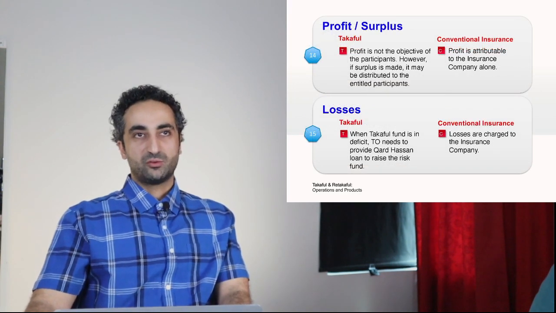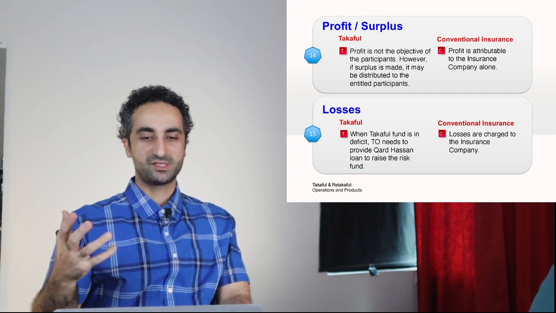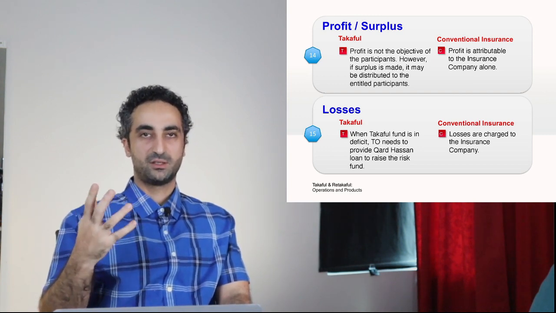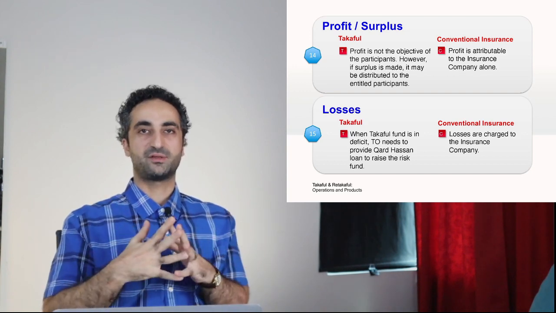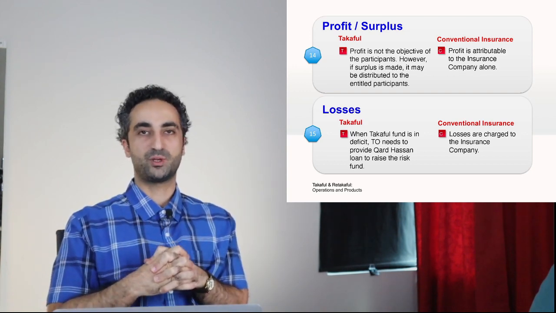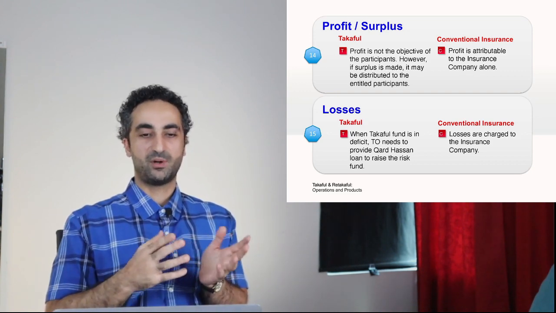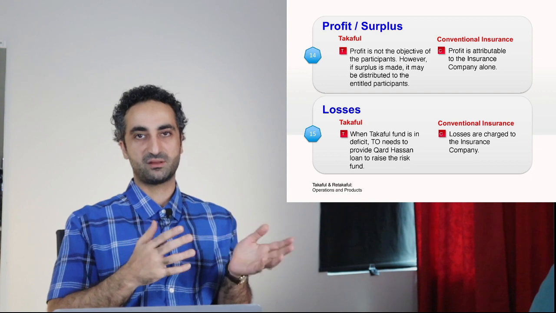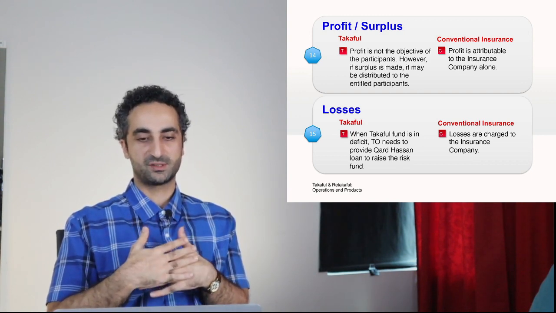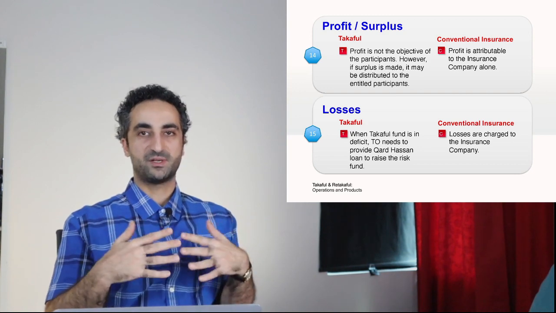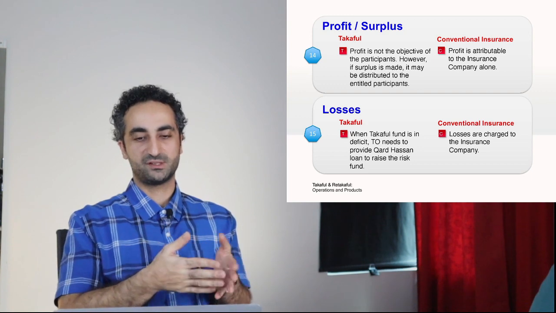Now, how about surplus or profit? So, what is profit? Again, when we collect money from participants, say 100,000, let's assume we paid 90,000 in claims. So the remaining part, the 10,000 left, is basically ours, participants. So participants own the fund, so they should basically own the residual of this fund.